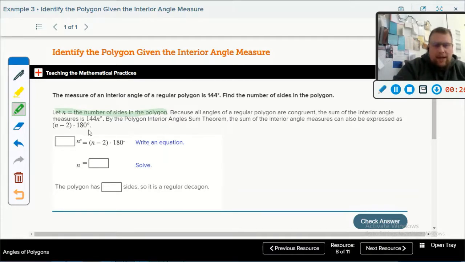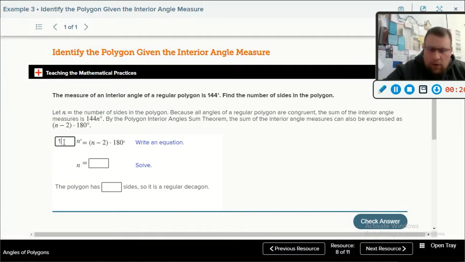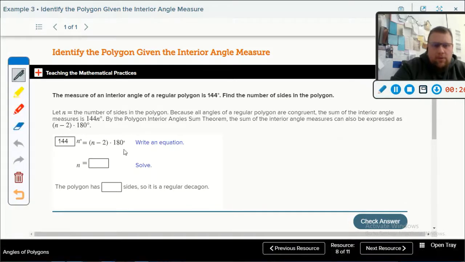So what can I say now? Well, let's get rid of this. I can say 144 times n is equal to n minus 2 times 180, right? Now that's where we've got to do some math. We're going to distribute a little bit, and we're going to do a little division. So I'm going to distribute the 180, and we get that 144n is equal to 180n minus 360.